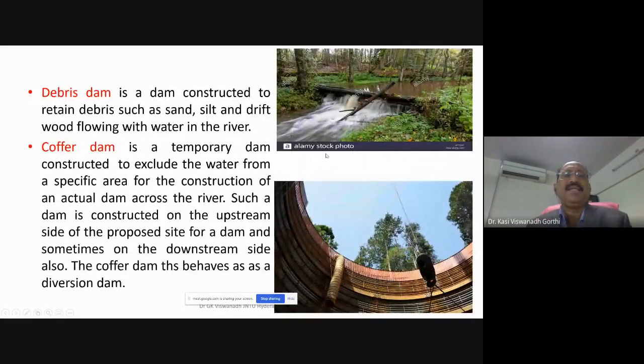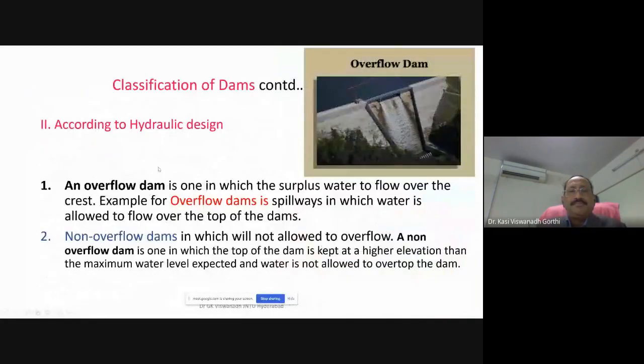The next category is the debris dam. This dam is constructed to retain the debris, maybe sand, silt, or any driftwood flowing in the river, which can be stopped. So this is a debris dam. Coffer dam is another type which you must have already studied in your geotechnical engineering also. It is a temporary dam constructed to exclude the water from a specific area so that the area may be used for constructing a dam, maybe to raise a pillar, or to lay a foundation for a pier or abutment, etc. That is a coffer dam.